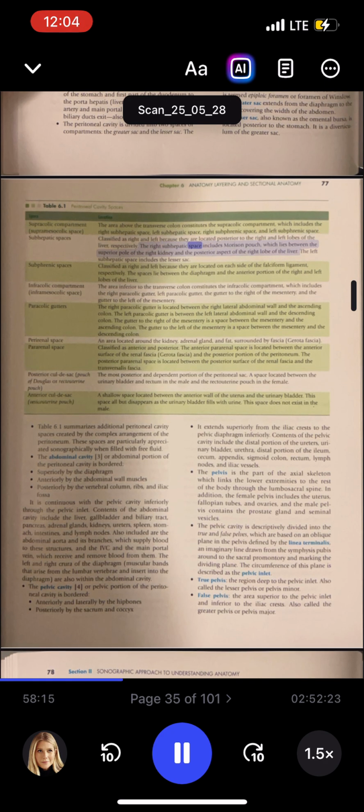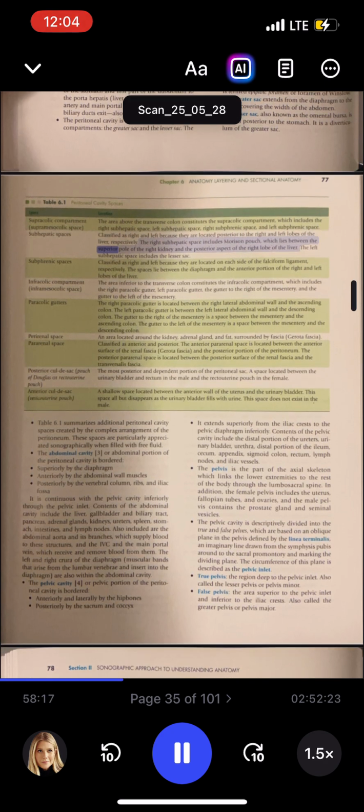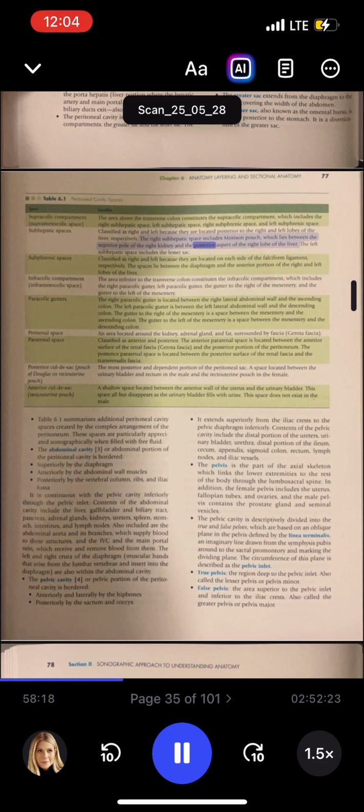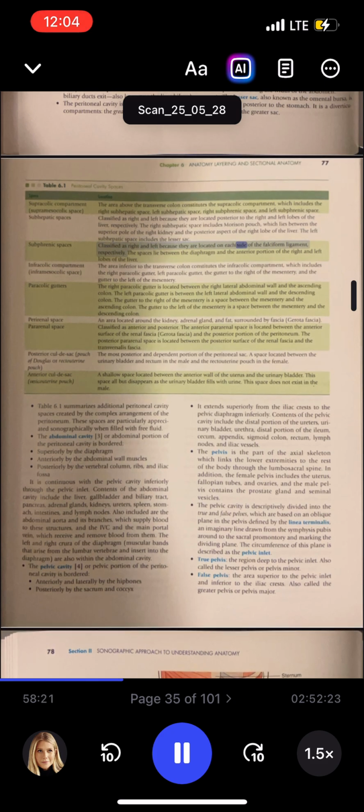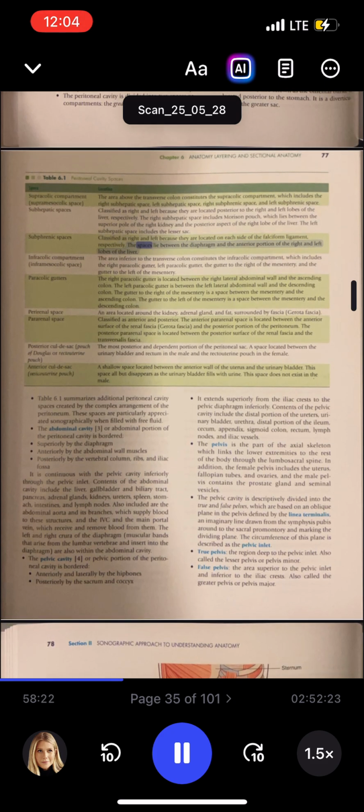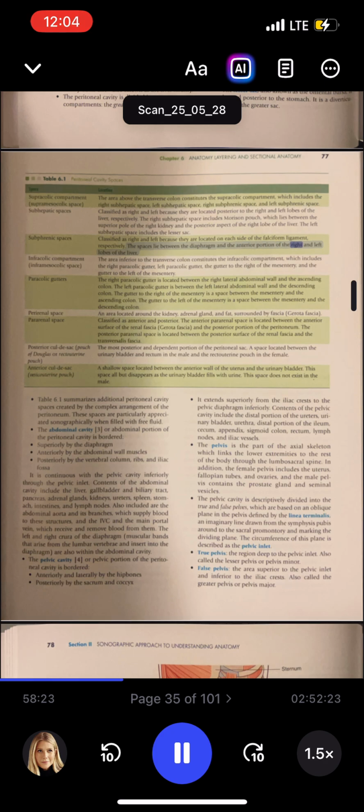The right subhepatic space includes Morrison pouch, which lies between the superior pole of the right kidney and the posterior aspect of the right lobe of the liver. The left subhepatic space includes the lesser sac. The spaces are classified as right and left because they are located on each side of the falciform ligament, respectively. The spaces lie between the diaphragm and the anterior portion of the right and left lobes of the liver.